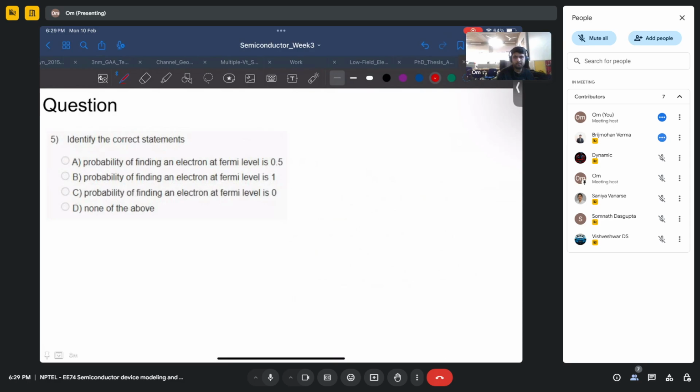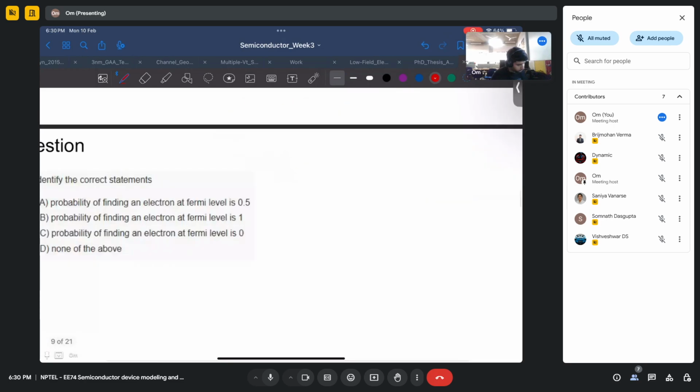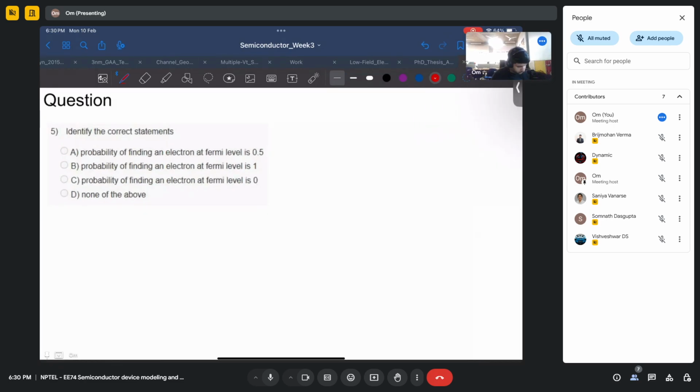A option, sir. Yeah, A is correct. Just a minute. The probability of finding an electron at Fermi level is 0.5.